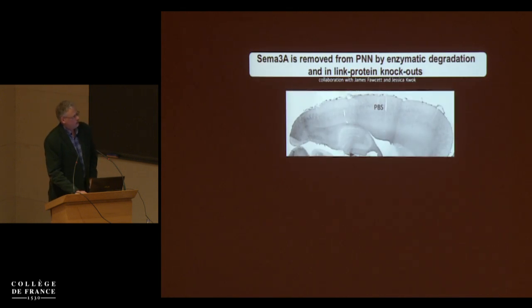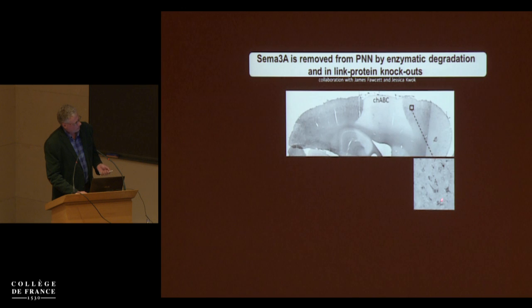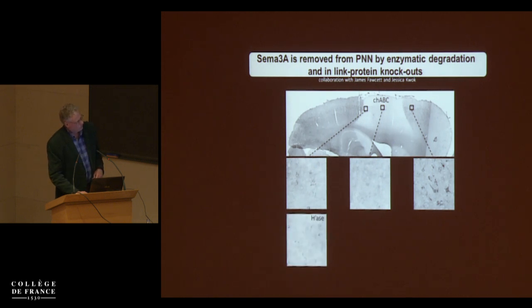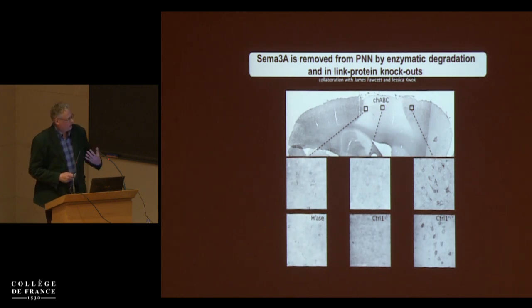When we inject chondroitinase ABC in the cortex of a mouse or a rat, chondroitinase ABC is clearly digesting away the semaphorin 3A staining. So this is a picture in an area where the enzyme didn't come. This is in the region of the cortex where the enzyme was really infused and did its work. And this is close to the boundary of this injection site where the nets are disturbed, but there's still some semaphorin 3A present.